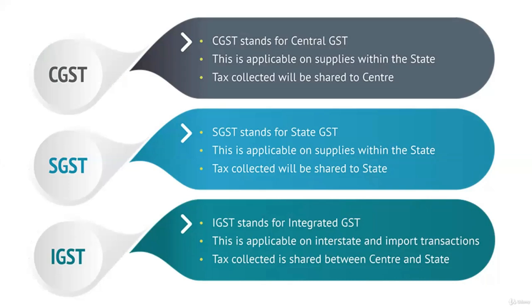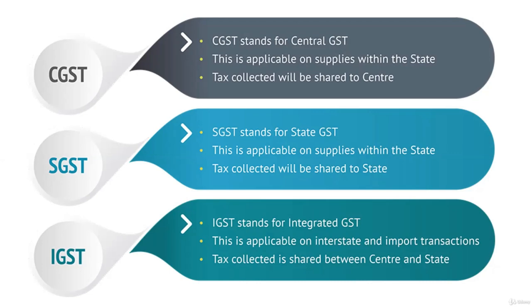Stepping forward, I am giving you a brief about CGST, SGST, and IGST. CGST stands for Central GST, and this is applicable on supplies within the state, whether it is goods or services. Tax collected will be shared with the central government. SGST stands for State GST, applicable on goods and services both, but this is deposited with the state government.